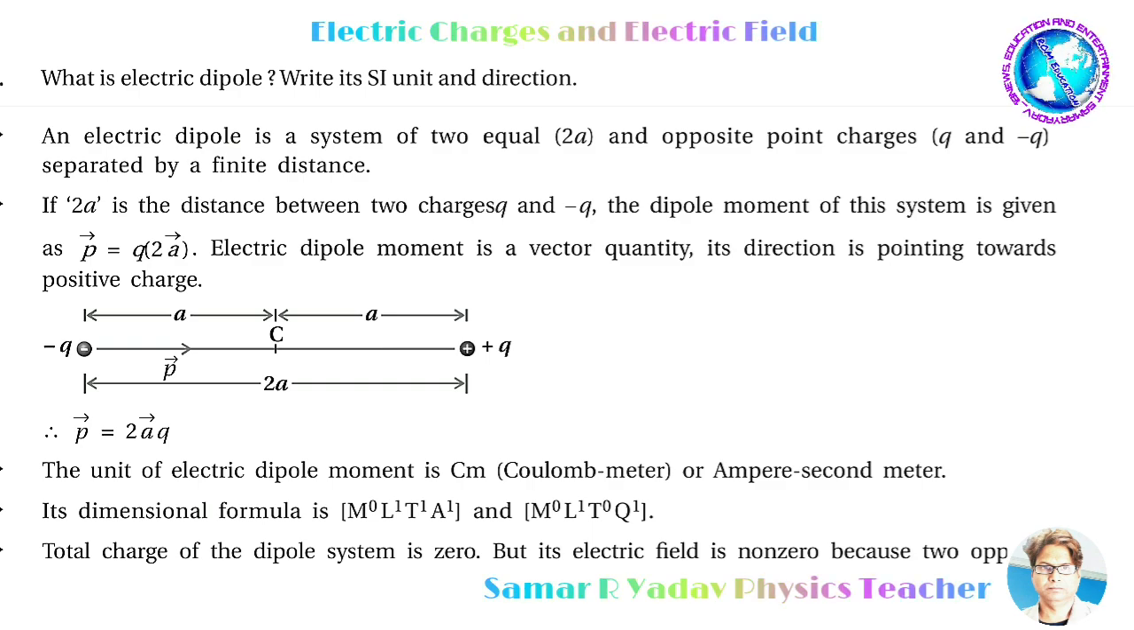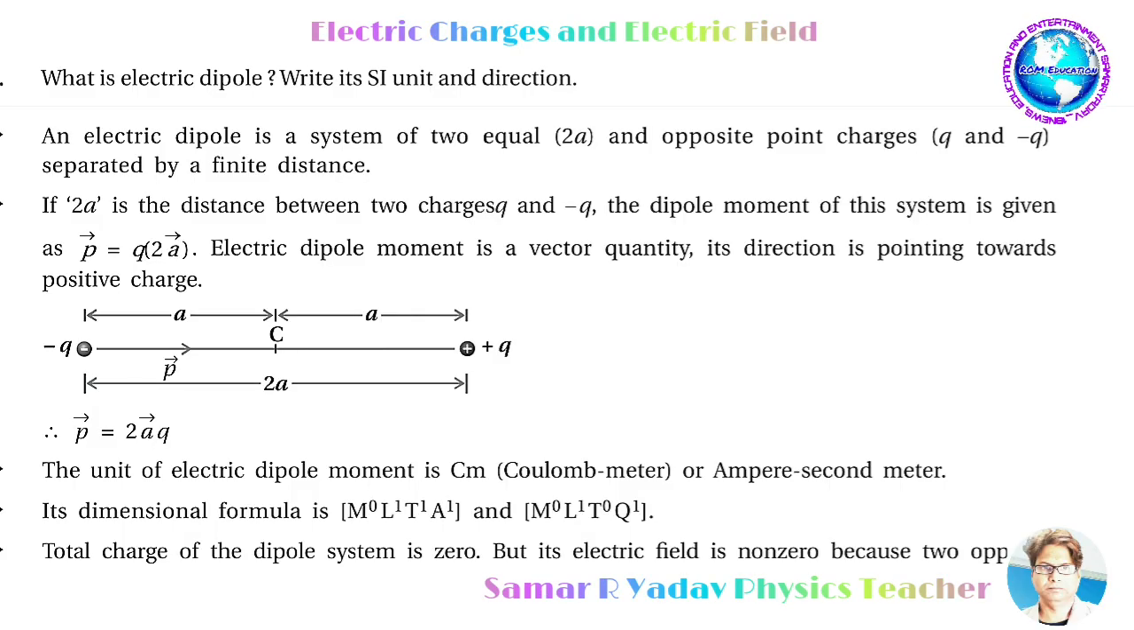If 2a is the distance between the two charges q and minus q, the dipole moment of this system is given by vector p is equal to q times 2a vector. Electric dipole moment is a vector quantity. Its direction is pointing towards the positive charge. You can see in the figure minus q and plus q charge, dipole directed towards the positive charge. The distance between both the charges is 2a, from the center that is a and a.